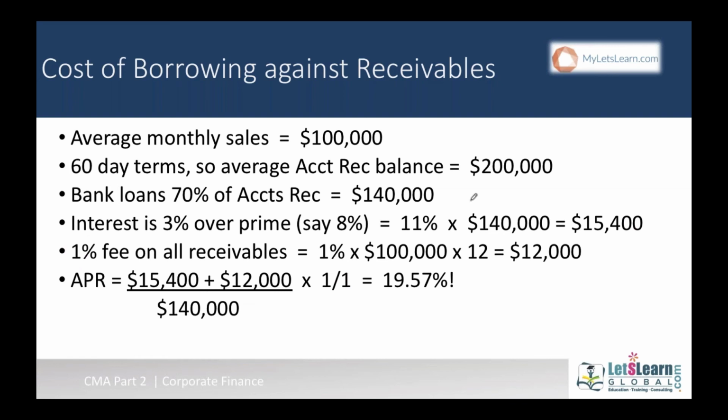Always remember two things. One, the interest is calculated on the loan amount granted, which is some percent of the total receivable balance, whereas the fee is always collected on the total receivables for 1 year. It's a monthly sale, therefore I multiplied by 12, that is 1.2 million times 1% is 12,000. Always remember, the fee is calculated on total receivables, whereas interest is calculated on the loan amount granted.